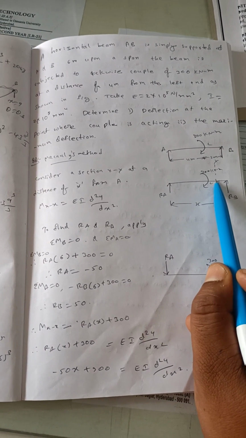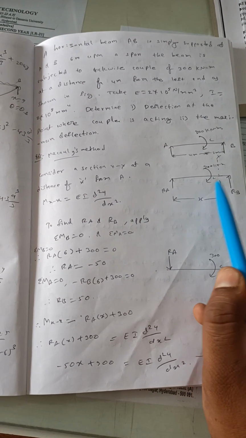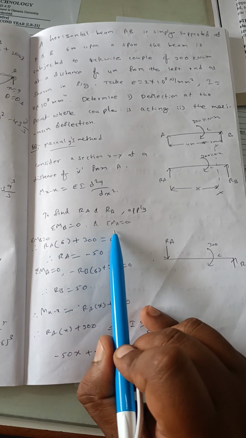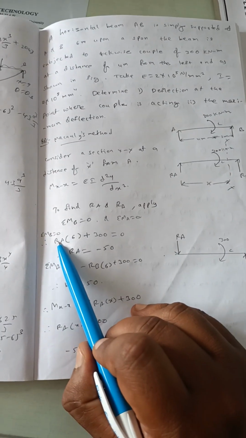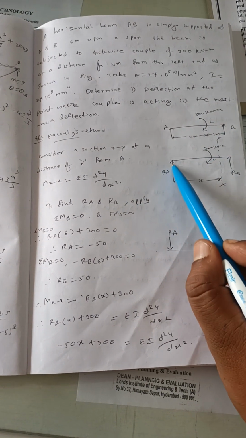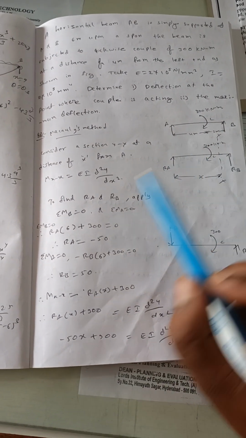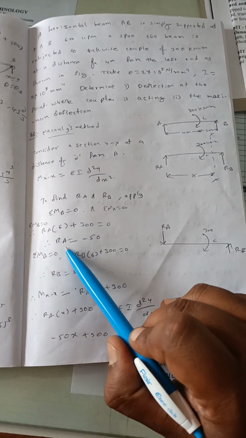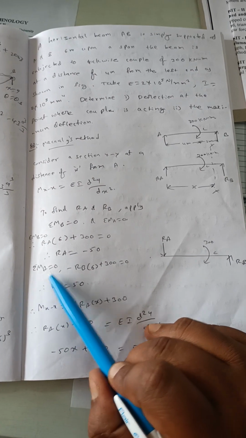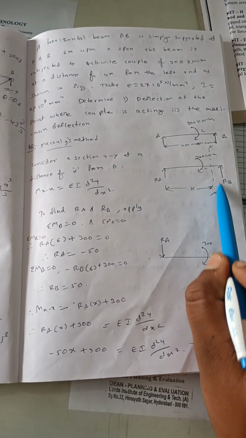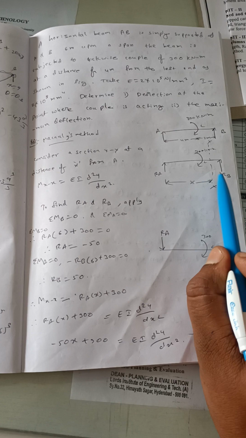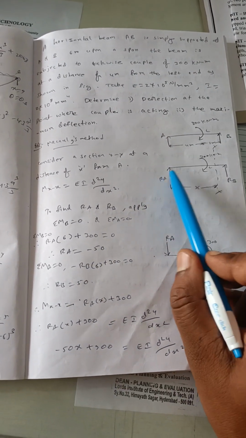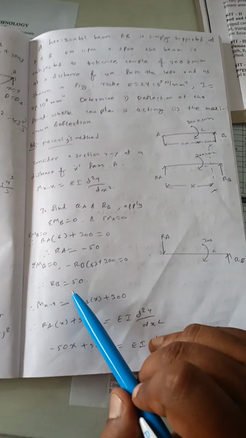To calculate this, we need Ra and Rb first. So to calculate Ra and Rb, we will apply sigma Mb equal to 0 and sigma Ma equal to 0. Applying sigma moment about B equal to 0, Ra into 6 plus 300. It is clockwise, so plus. So we have got Ra equal to minus 50. Applying sigma moment about A equal to 0, this is anticlockwise, so minus Rb into 6 plus 300. So from here we have got Ra and Rb values.